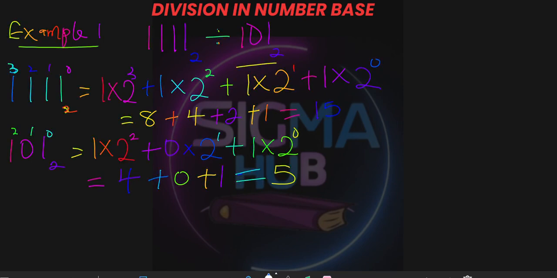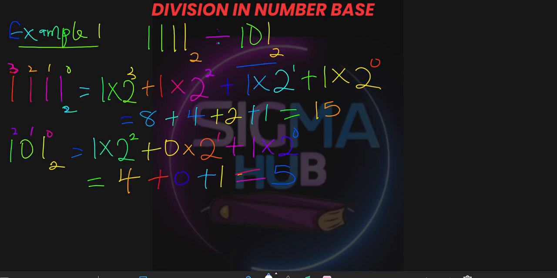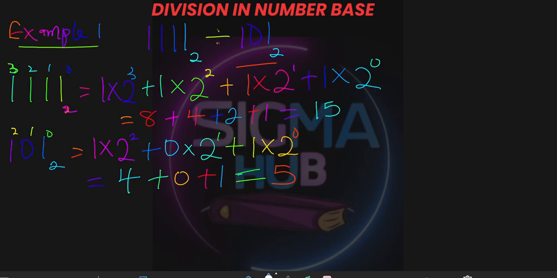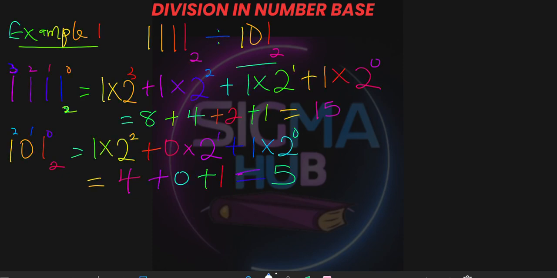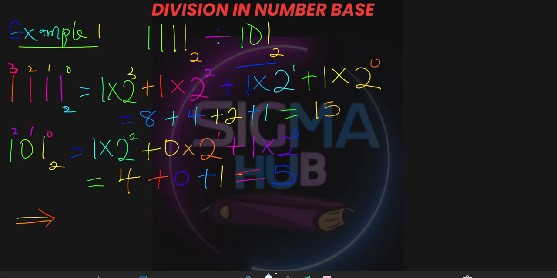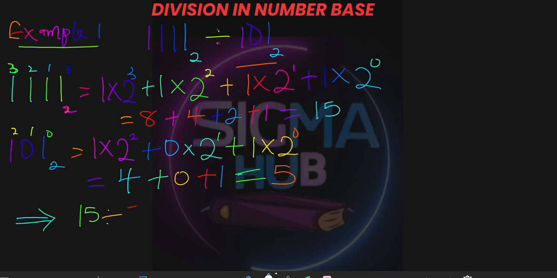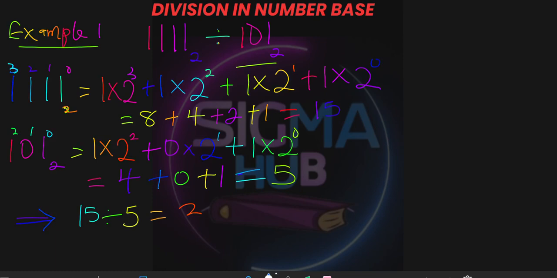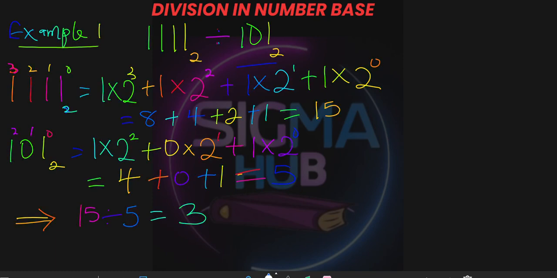So we have 15 and we have 5, both in base 10. So we are going to be doing our division in base 10. That's 15 divided by 5. And we already know that 15 divided by 5 is 3. So 15 divided by 5 is 3.